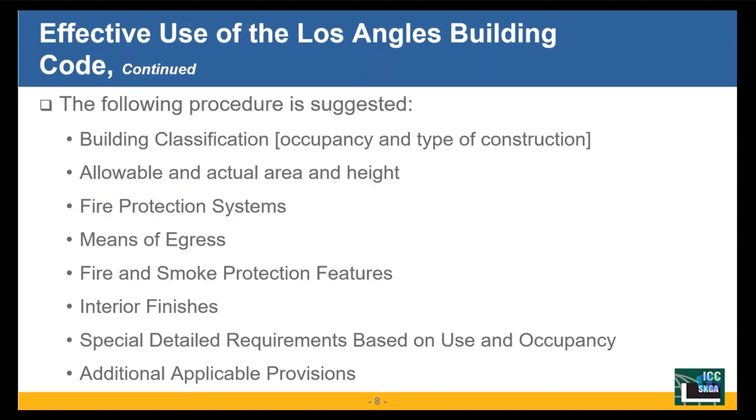Now, some of these we will not cover because other seminars will cover some of them, like Chapter 7 on fire resistive construction. We have another webinar coming up for Chapter 10, means of egress, and another webinar on Chapter 9 for fire protection systems. But this is just an outline on how you use the code properly, again, for a design professional and a regulator such as yourself.